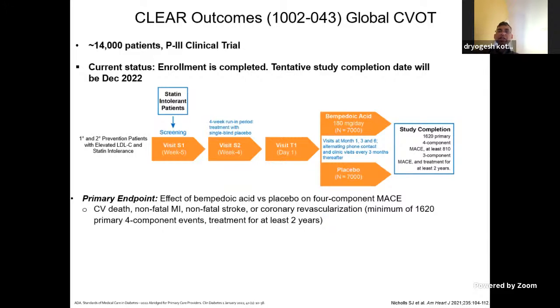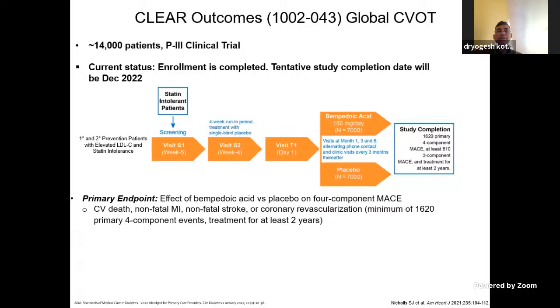So based on the CLEAR Outcomes, 14,000 patients in phase 3 trial, enrollment is completed. Completion will be by December 2022, this trial, and the results will be out after that. So in 2023, we will get the results of the global cardiovascular outcome trial based on the CLEAR Outcomes. And this will be more of an outcome trial rather than just the LDL cholesterol reduction.